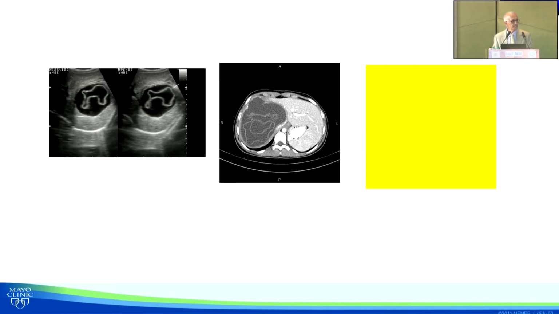Okay, diagnosis, Charles? That looks like a hydatid cyst. Good. What is that? Membrane floating. Floating membranes. What's it called? The exocyst or endocyst? It's the endocyst. Endocyst. Okay.